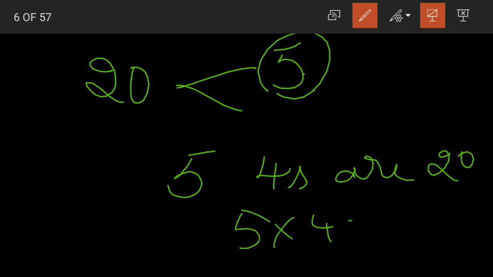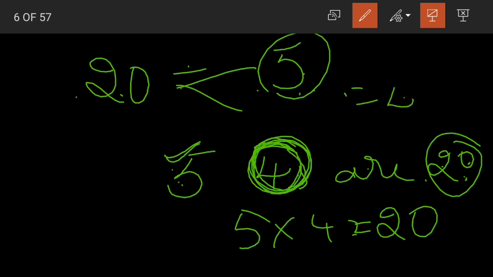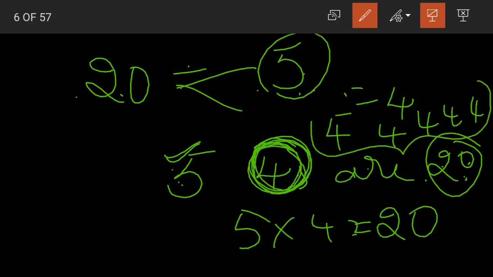5 into 4 is equal to 20. How is this read? 5 fours are 20. So how many 5s will become 20? Sorry, fours. 5 fours become 20. So when we want to divide 20 into groups of 5, the answer should be fours. So when we have 5 fours, 1, 2, 3, 4, 5, the total becomes our 20 here.